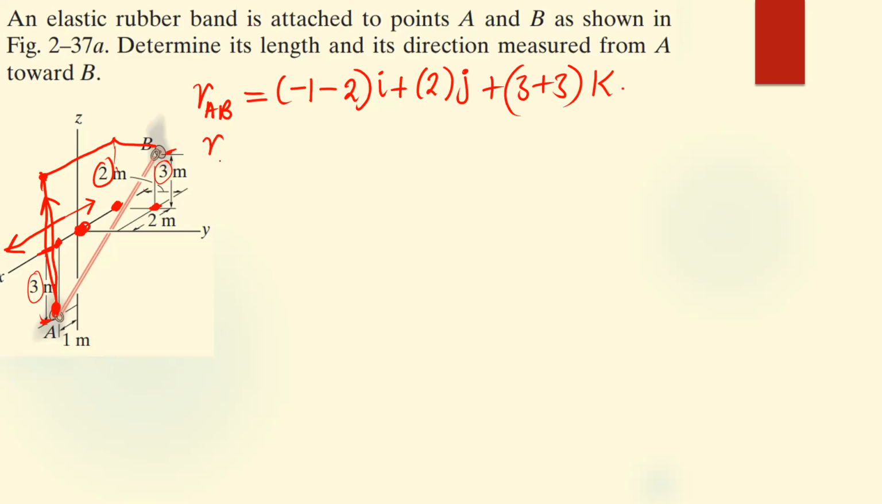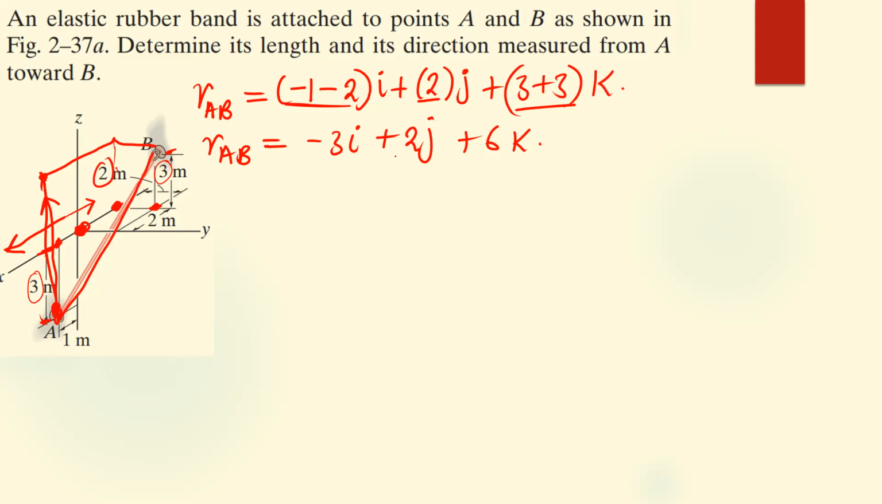Then RAB will therefore be equal to, this part here will give us negative 3I. Then we have 2J. And then we also have this part, which is 6K. So this is the resultant vector AB.